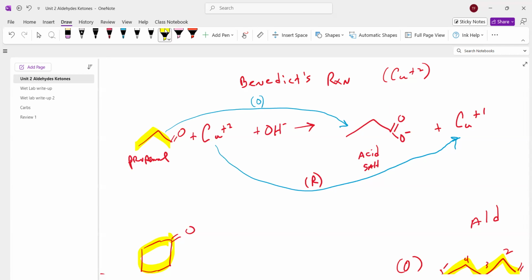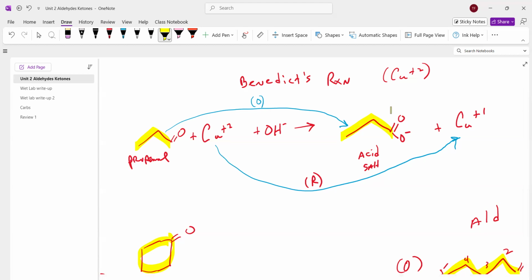Okay, and one last thing. We want to maintain our carbon backbone. Now there's some spectator ions there that I did not include, nor did I balance this thing. The main thing is I want you to know that there's an oxidation reduction going on, and it's a very, very important test for aldehydes and ketones. Now, if this was acetone, the ketone version, you would get no change.